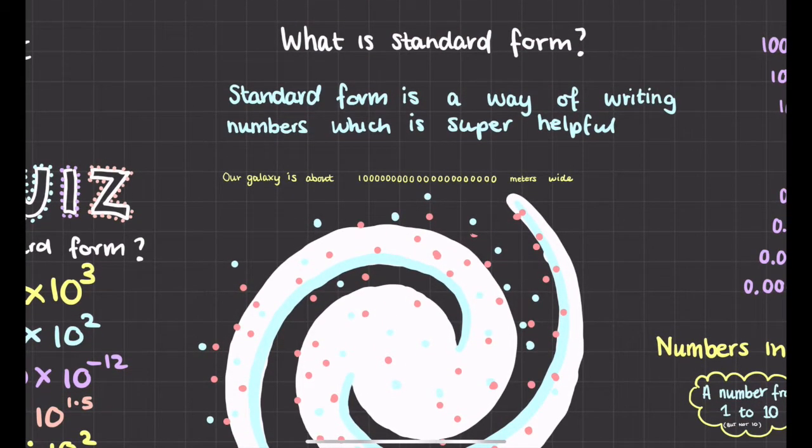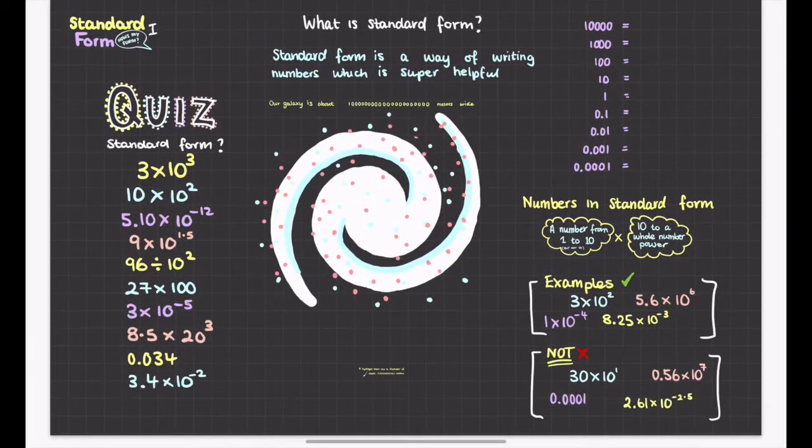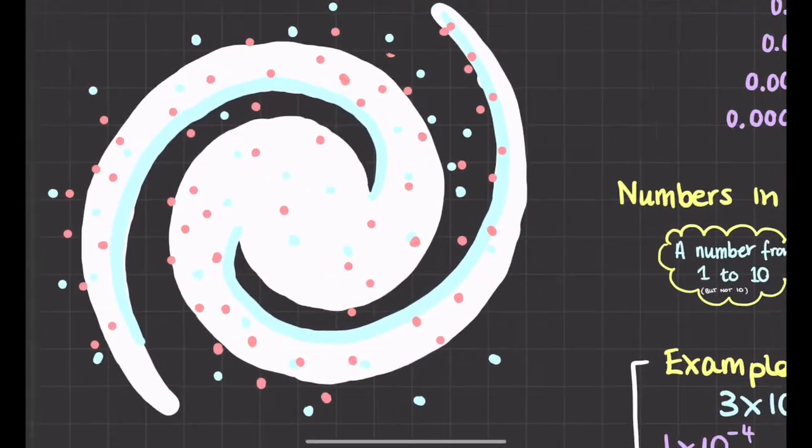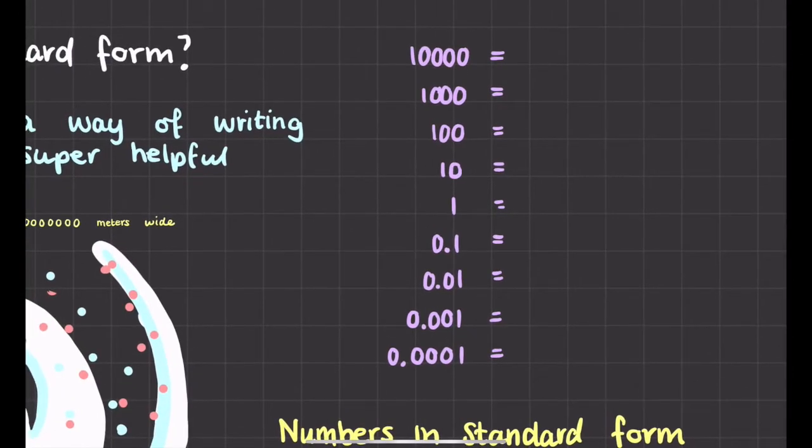Okay, so standard form is a way of writing numbers which is super helpful. It's going to make it a lot easier to write these really big and really small numbers. So to help us get to grips with this new thing, we need to first have a little sidestep and have a look at powers of 10.